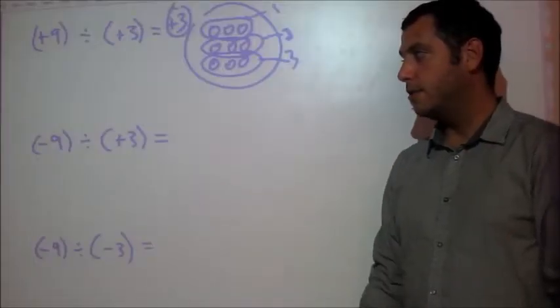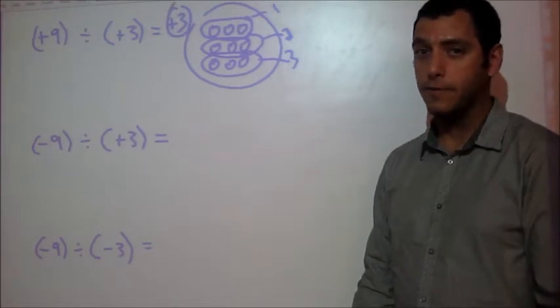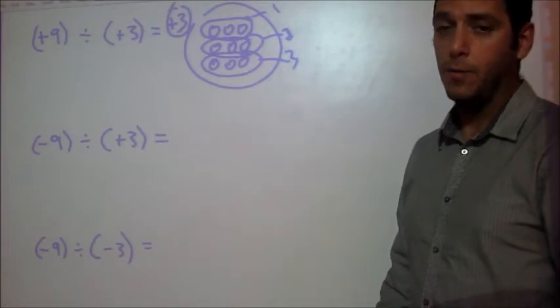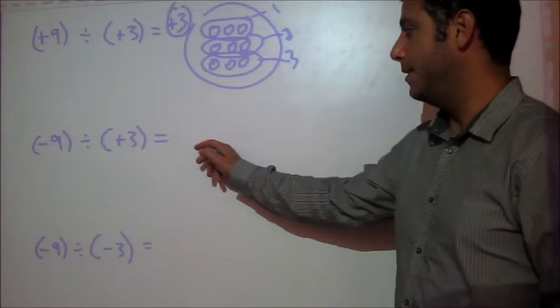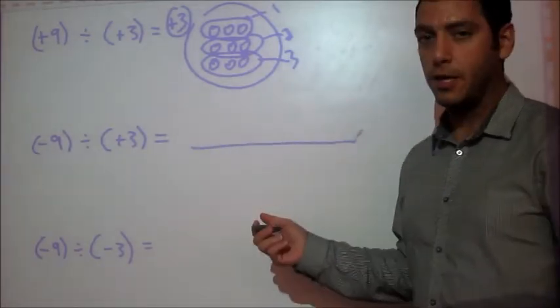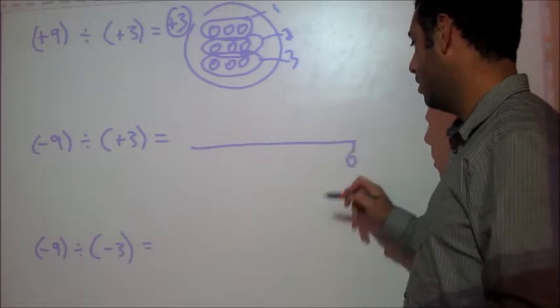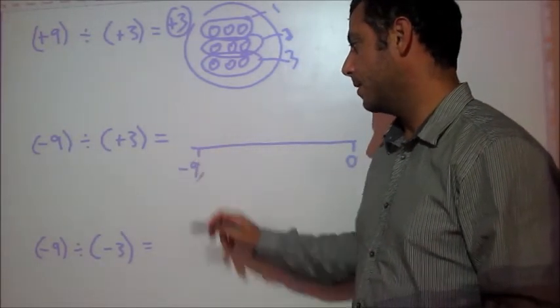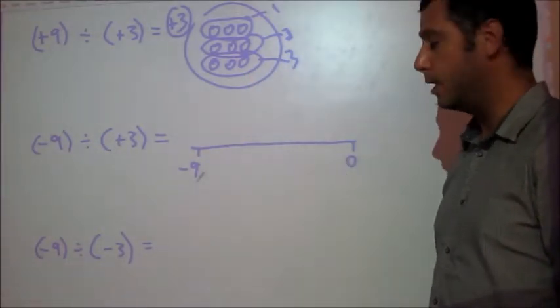Now let's say we're asked to find out what negative 9 divided by positive 3 is. Well, in this case we can use a number line in much the same way that we used it to multiply integers, only this time we'll be dividing. So I'm going to just sketch a number line. I'm going to sketch a 0, and I'm going to also label negative 9, which would be down in the negative region of the number line.